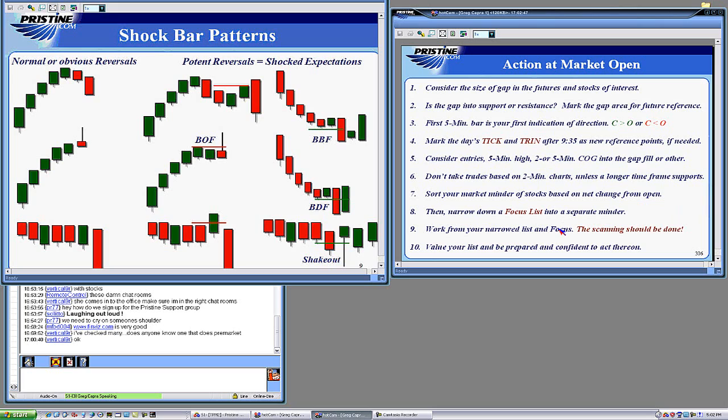Narrow down the focus list into a separate Minder. So you might have 50 stocks in a Minder, maybe you've got 100. Again, get the list narrowed down. Stop scanning, stop looking. Have a few charts that you have those stocks of interest in, and focus. Value your list, and be prepared to act on it.